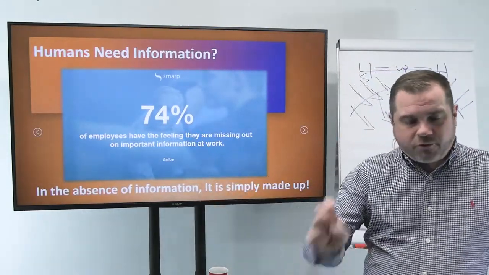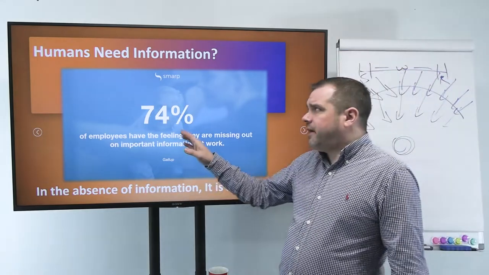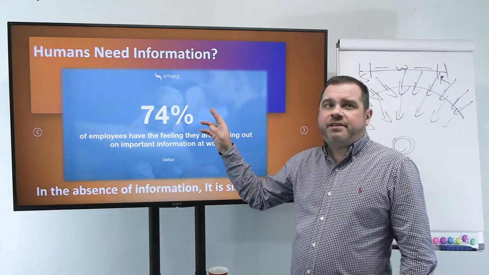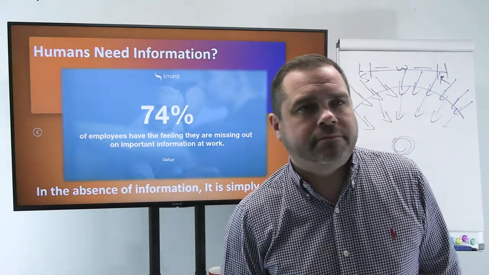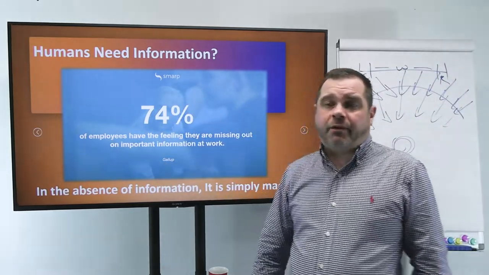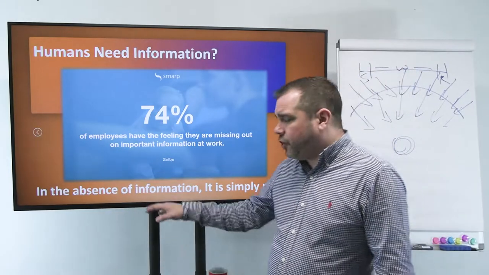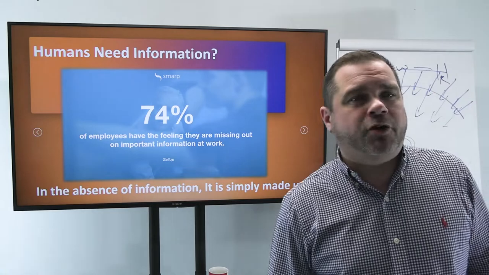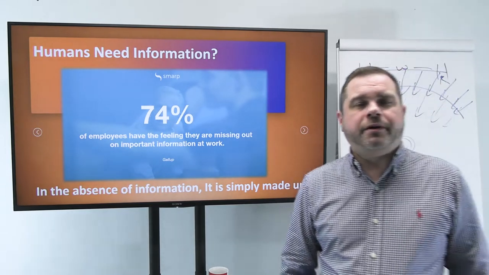This slide is really important for a couple of reasons, okay? This was done pre-COVID, so it might have changed a little bit, okay? But the company SMARP did some research, and this is what they came out with. 74% of employees have the feeling they are missing out on important information at work. 74%, okay? And the problem with that, if somebody goes, oh, well, we know, we try our best, the problem is if you have a lot of people that think they're missing out on information, what they will do is they will make up their own. So in the absence of information, it is simply made up. And when people make stuff up, they don't make it up in a helpful way. Okay, we make it up in a hindering way.